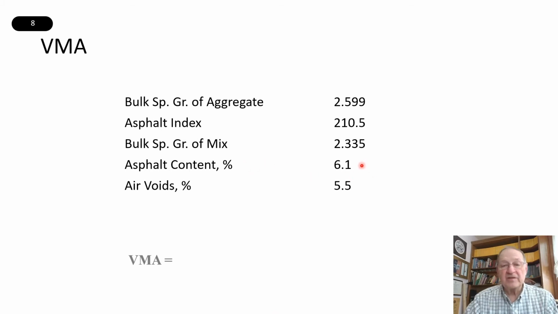It is right there. So the percent of stone, or the percent of aggregate, is 100 minus the 6.1, which is going to be 93.9. And I have the bulk specific gravity of the compacted mix, and I have the bulk specific gravity of the aggregate. So I have all the pieces of information that I need. I don't need air voids. I don't even know what asphalt index is, but I don't need it.